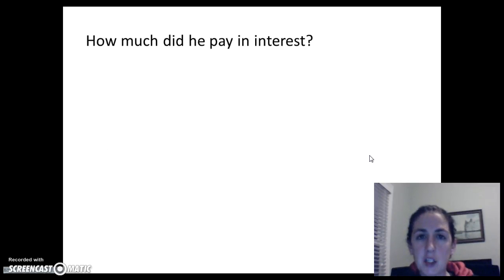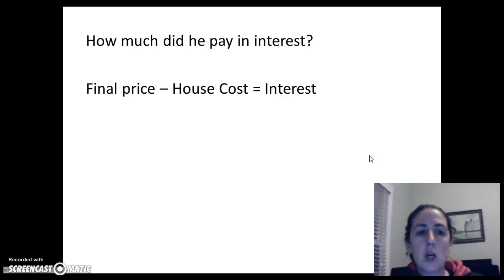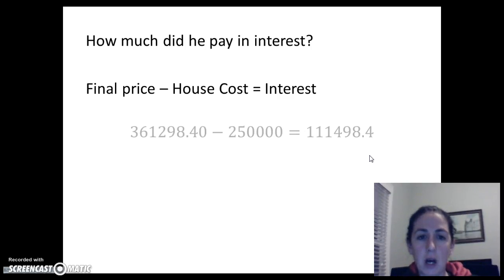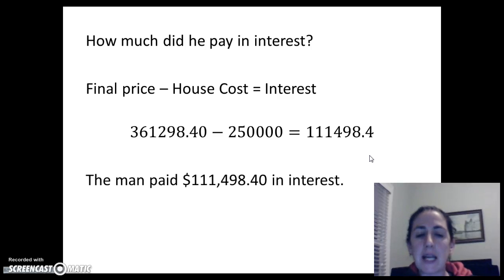So how much did he pay in interest? Well, he paid $360-something thousand for that $250,000 house, so take the final price that he paid minus how much the house cost, and it turns out he paid $111,498.40 in interest. That's a lot of interest.